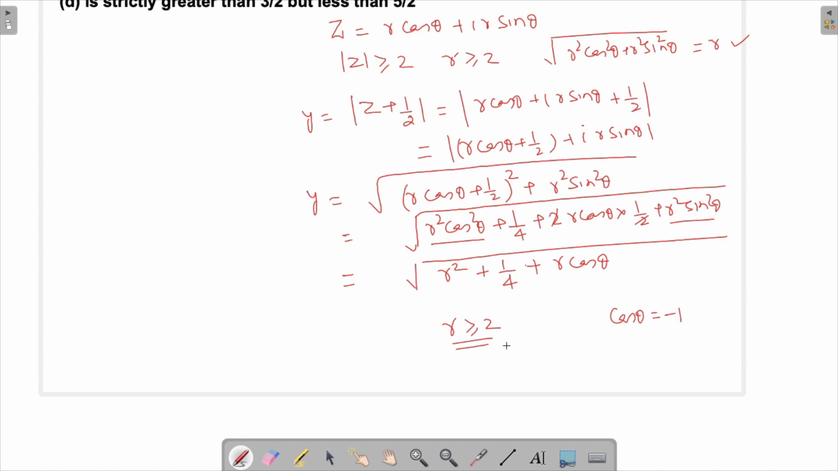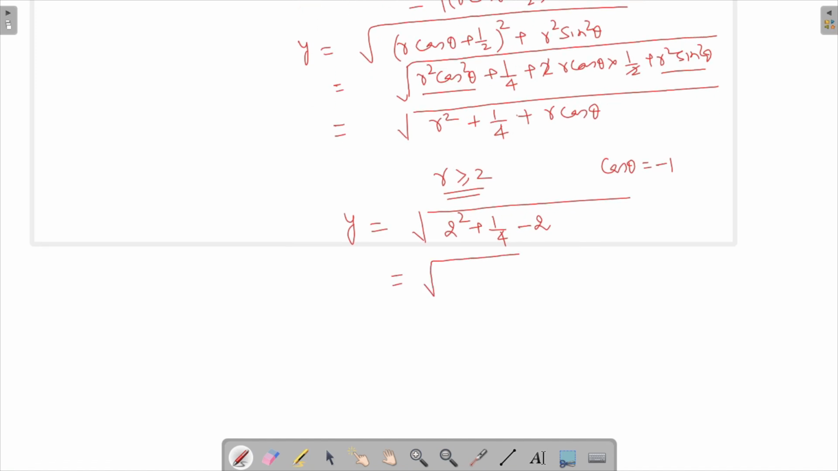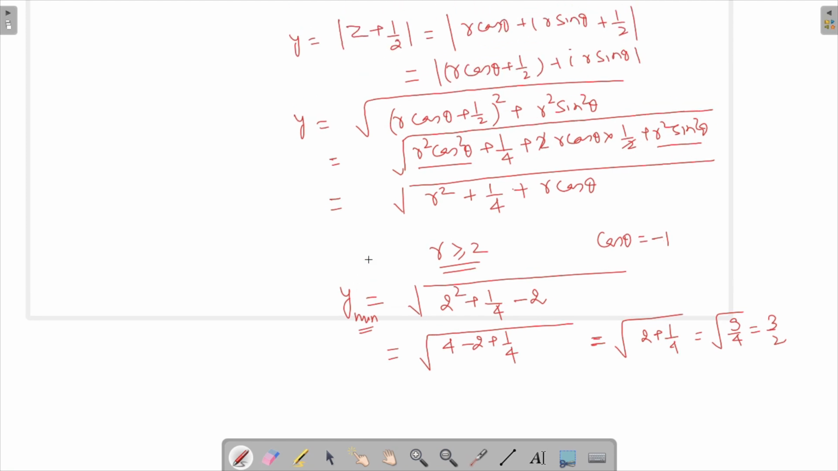So if I substitute the minimum values over here, y would be equal to the square root of 2 square plus 1 by 4, and then this will be minus 2. Let's simplify this. We will get 2 square, which is 4, and then 4 minus 2 plus 1 by 4, which will be nothing but 2 plus 1 by 4, which will become 8 plus 1, 9 by 4, or this will become 3 by 2 itself. So this is what is my minimum value of y, and that is the minimum value of the modulus.